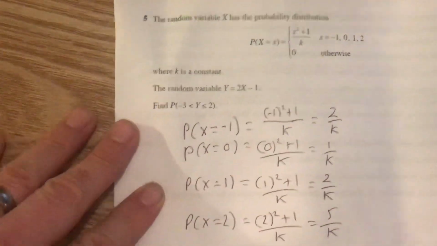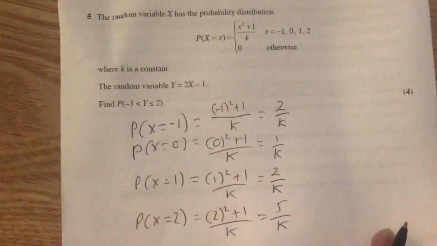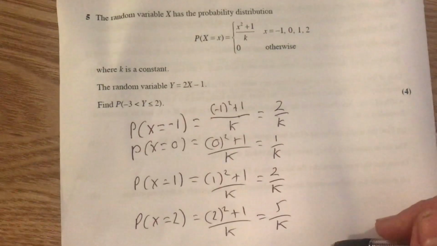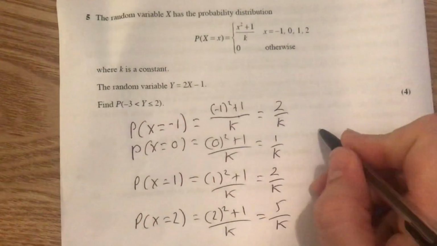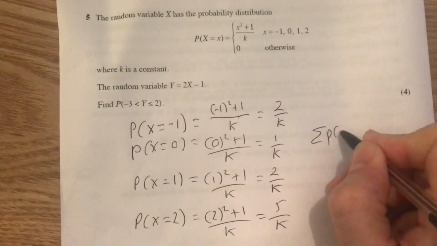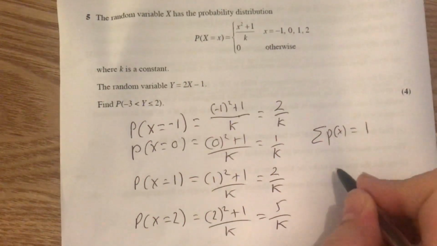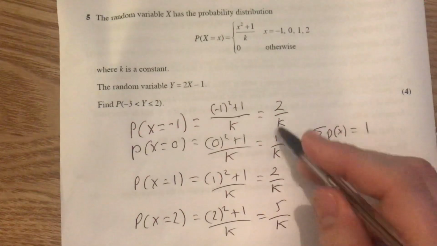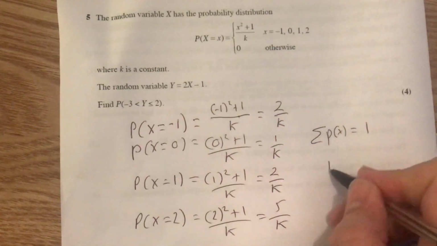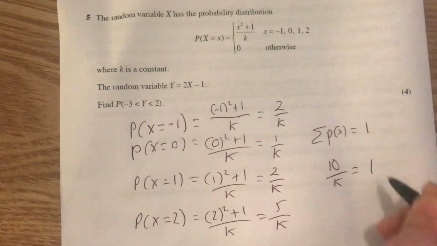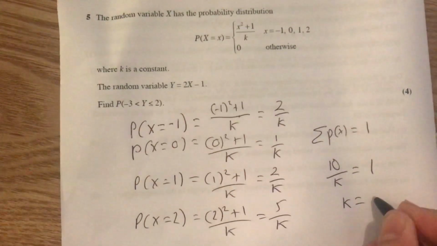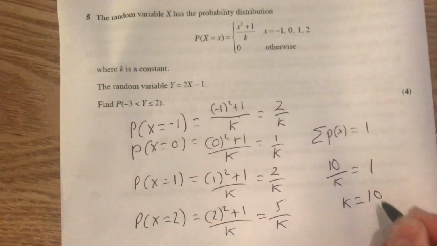k. We then have to use the fact that the sum of these probabilities equals 1. So the sum of all the probabilities is going to equal 1. Therefore, we have 2, 1, 2, 5, 10 over k equals 1, which would give me k equals 10.